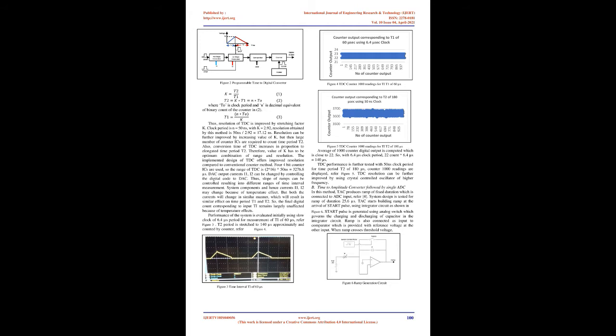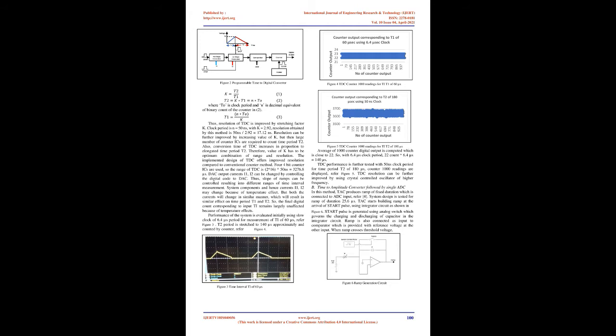T2 period is stretched to 140 s approximately and counted by counter, refer figure 4. Counter output corresponding to T1 of 60 s using 6.4 s clock.